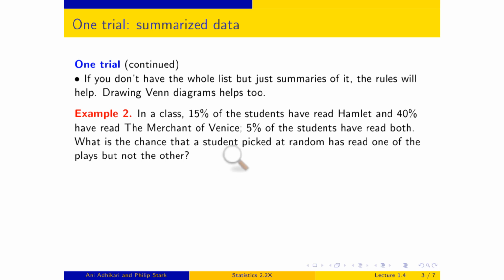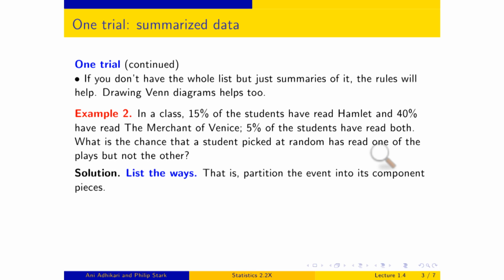So what I'm going to do is I'm going to pick a student at random, a student, one trial. And the question I'm asking is, what is the chance that this student has read one of the plays but not the other? Exactly one, not 0, not 2. So what do? Well, if I had the list of all the students with the list of the plays that they had read, I would simply count, but I don't have that.